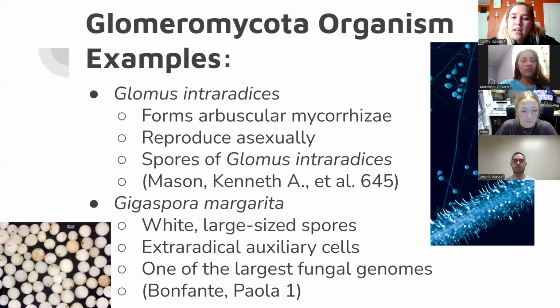They look like large white spores, as you can see in the pictures. The white refers to the margarita, and the Gigaspora refers to large, so large white spores. They do not produce intraradical vesicles, but extraradical auxiliary cells, and they have one of the largest fungal genomes.